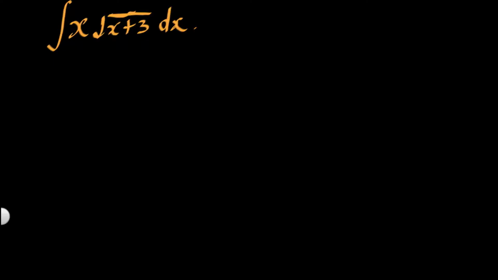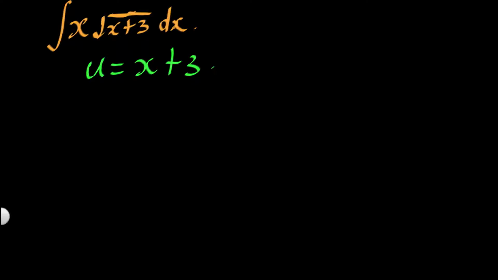Like in the case that we have here, I'm going to choose x plus 3 as my U. You're going to find that if you choose the root of x plus 3 as your U, you can still get it right, but maybe it can be a bit complicated. I'm going to use x plus 3 as my U. So U is equal to x plus 3.